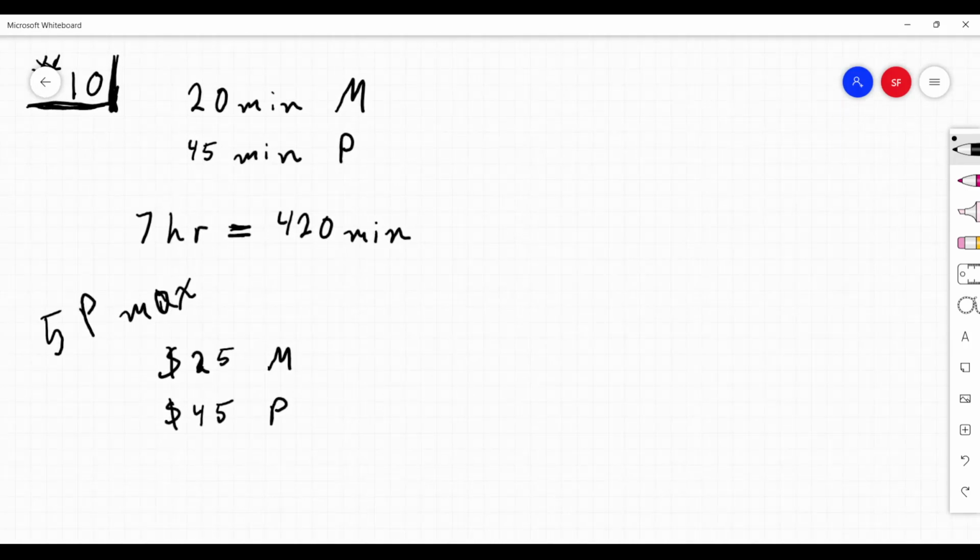Somebody give me an equation. Somebody tell me something. Who knows? I didn't ask anybody to know anything. I asked y'all to tell me something. How about this? 420 equals 5 times 45. I don't know. 20. Let's try that.